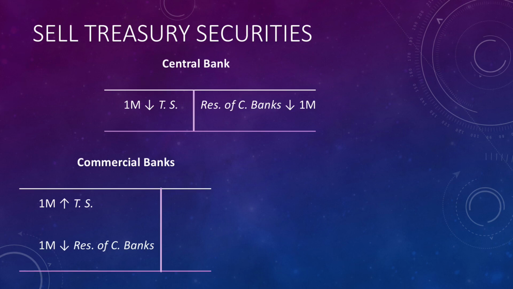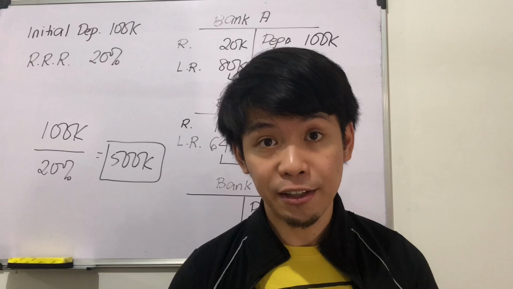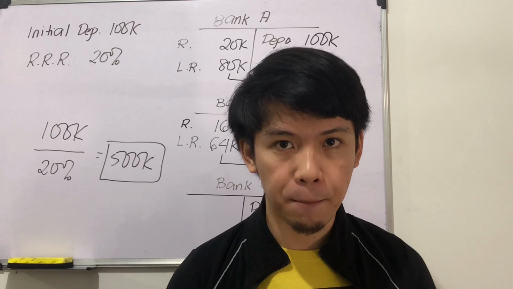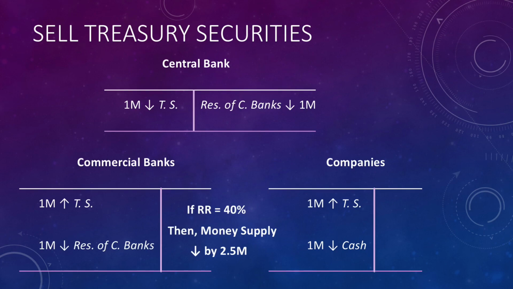which is again cash. Again, if the reserve requirement ratio is 40%, then the money supply will go down by 1 million divided by 0.4. That's 2.5 million. A similar story can be said when it will sell to companies. In the balance sheet of the company, this would be a 1 million peso increase in treasury securities and a 1 million peso decrease in cash.